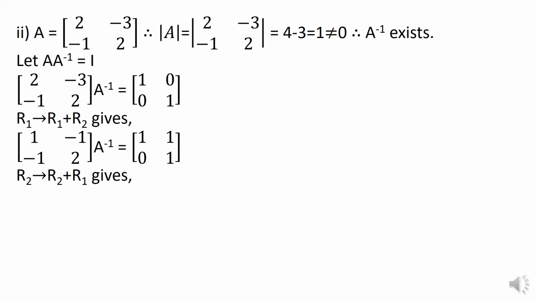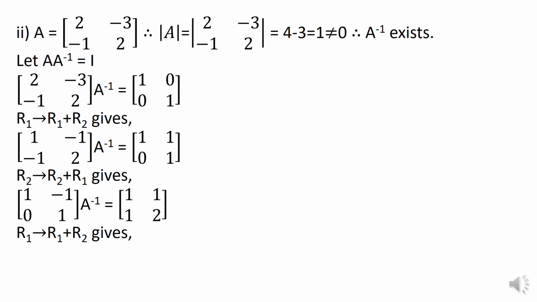Next step, we want to convert minus 1 as 0. This can be done by doing R2 plus R1. That is minus 1 plus 1, which is 0. Observe the second row on both the sides. So minus 1 plus 1 gives us 0 and 2 minus 1 gives us 1. On the RHS, 0 plus 1 is 1 and 1 plus 1 is 2.